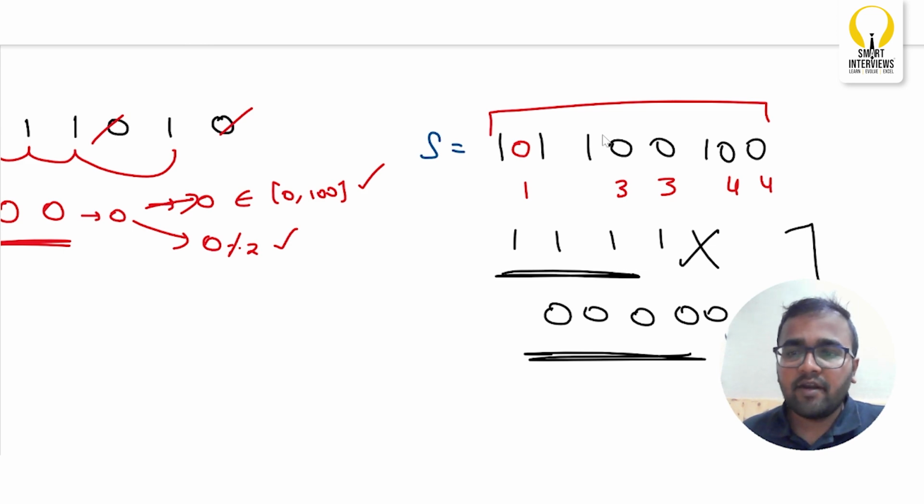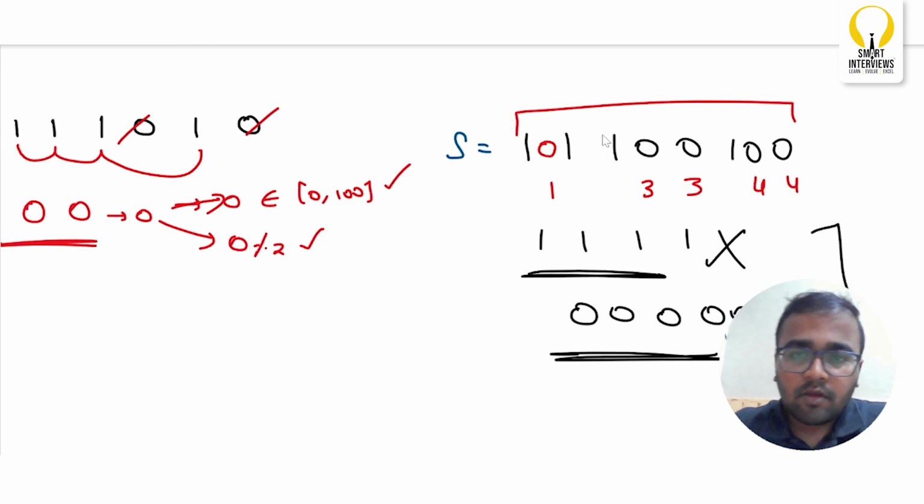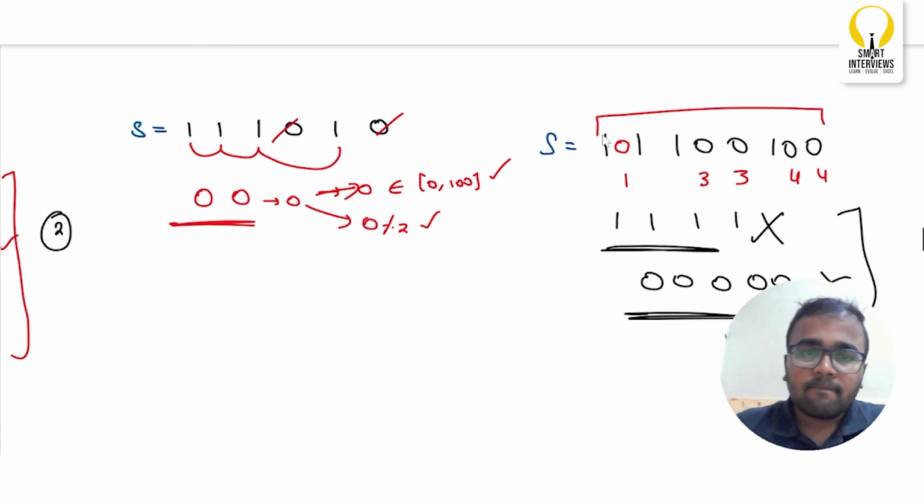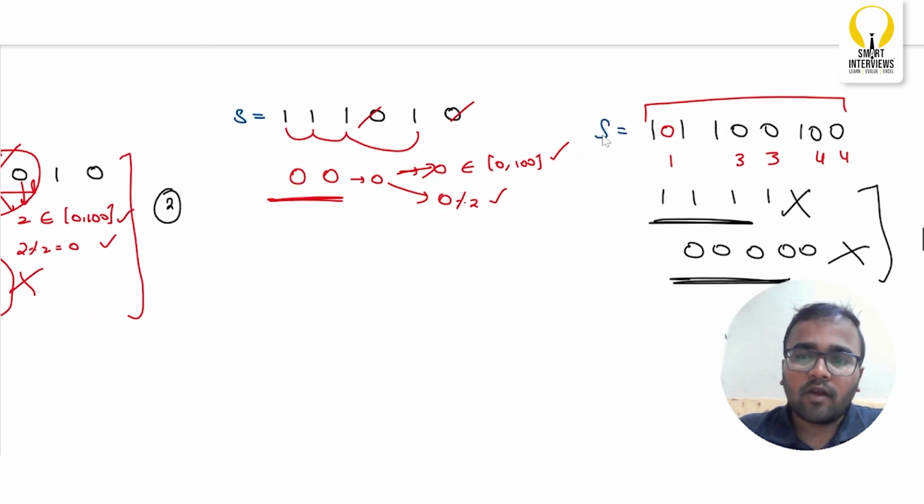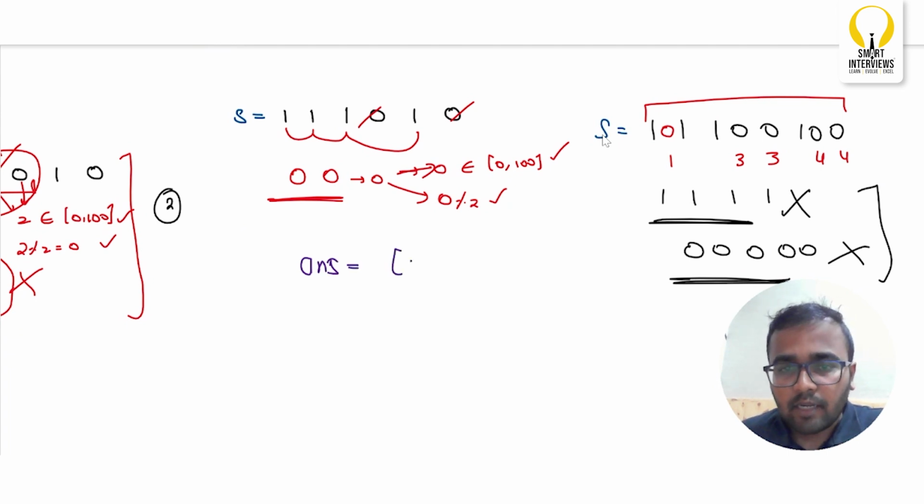So how many operations did I take? 2. So we can conclude that the answer for this problem is going to lie in between 1 and 2 itself. It is either 1 or it is either 2. When is it 1?